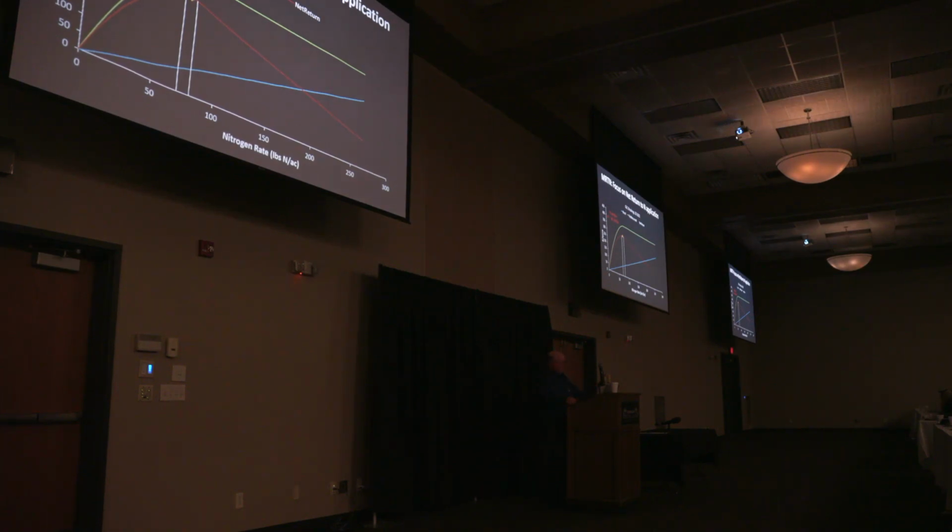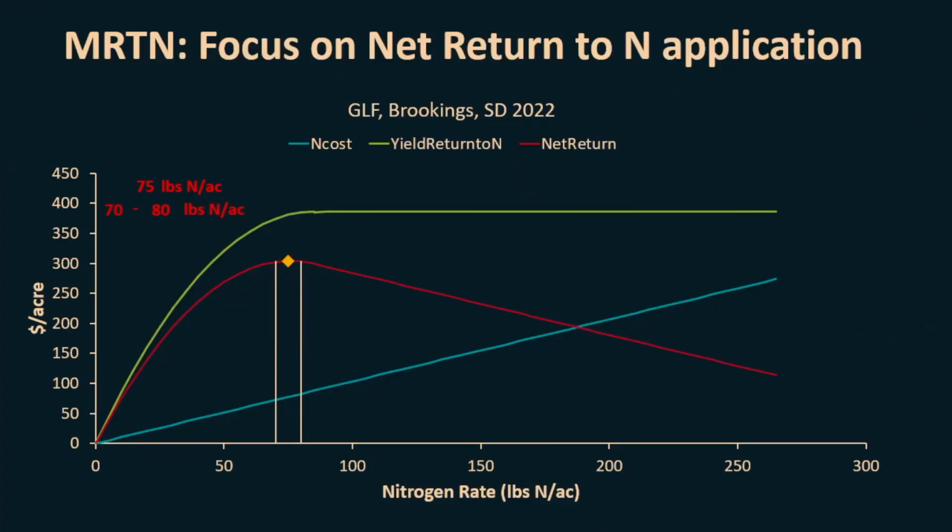But what we do is we combine the price of nitrogen and the value of the corn, and we come up with the red line. That's our nitrogen rate. And then we look at a probability above and below that, and so the nitrogen rate here would be 75 pounds of N per acre.